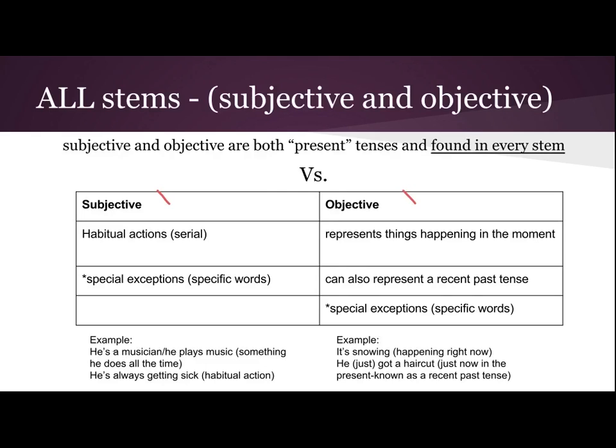But essentially, the subjective is generally habitual actions. We call that the serial. One way to remember that is by saying serial killer. And so characteristics of serial killers is that they do that all the time, and that is essentially what the subjective is, something that's happening all the time. The objective can represent things happening in the moment, generally for most verbs, but sometimes they can also represent like this recent past tense, as in I just got it, or I just obtained it, or something like that.